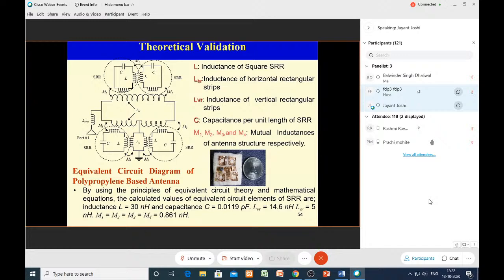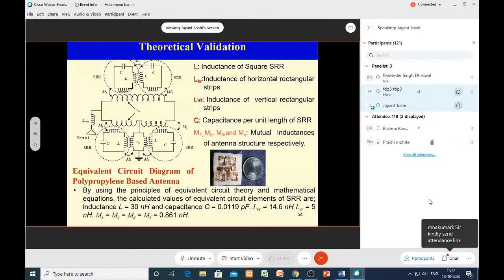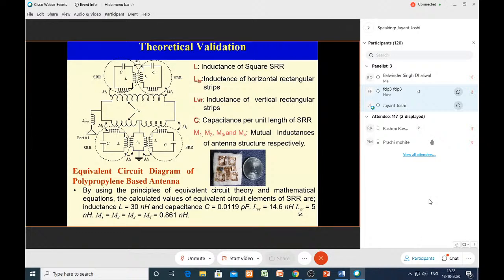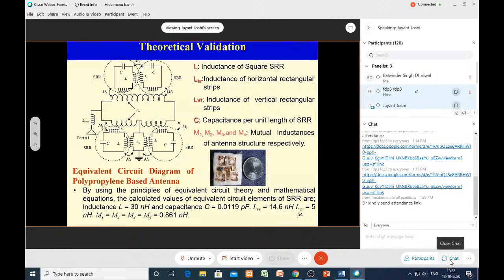The port, or the SMA connector that you connect, also has some equivalent circuit, and we have to take it into account. What is the inductance of that pin? What is the capacitance of that pin? How is it grounded? We have to take that into account. So this is the equivalent circuit. I calculated the values on paper, and they are mentioned in the research paper. The simulated resonant frequency and theoretical resonant frequency are in good agreement, and practically they are validated as well.